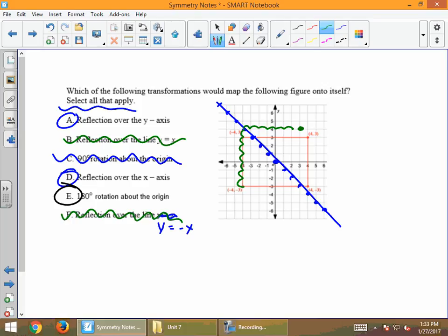Just giving you a hint. You're probably going to have one like this on a quiz or a test that's coming up. The test is scheduled for next Thursday. You might see one very, very similar to this. So this question is kind of important.